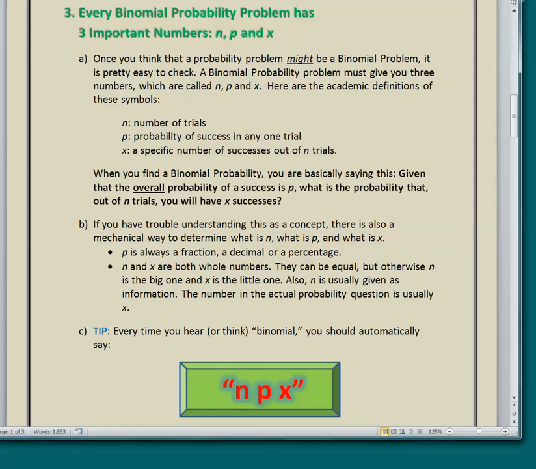So look at C down there. Here's a tip. Every time you hear or think binomial, you should automatically say n, p, x. In my workshops, I drill my students on this. I say, every time you hear me say binomial, I want you to say back n, p, x. And I drill them. We do it over and over and over again. It's very helpful if you can get that into your head. Hear binomial, think n, p, x. And that, I believe, is the end of part 1 of this binomial probability presentation.